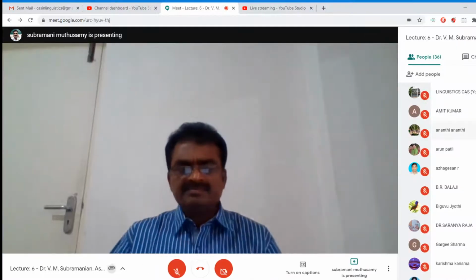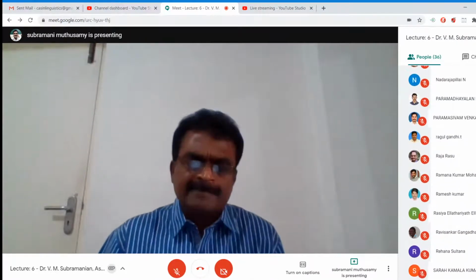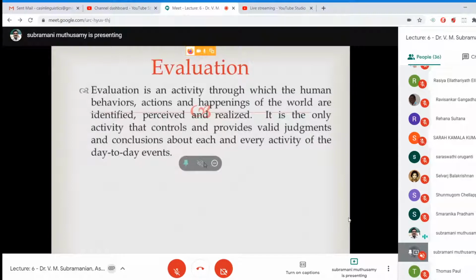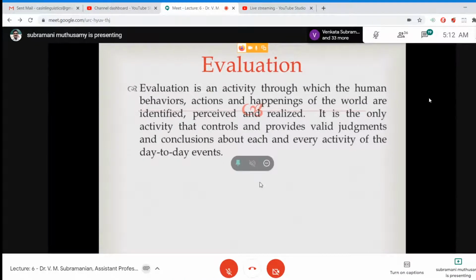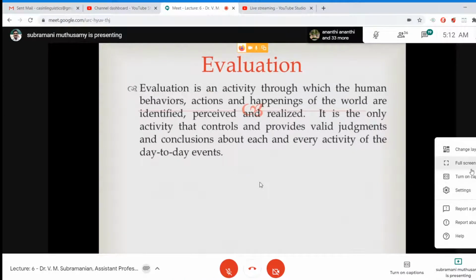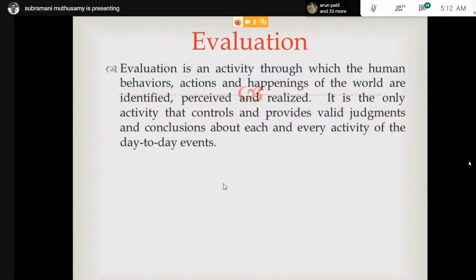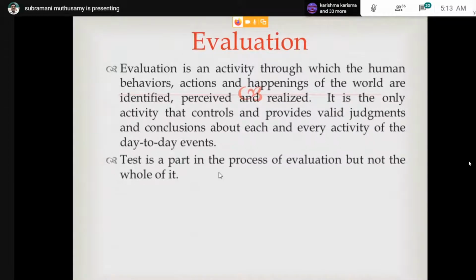So now the last part of this third part of the lecture is evaluation. Evaluation is an activity through which human behaviors, actions, and happenings of the world are identified, perceived, and realized. It is the activity that controls and provides valid judgments and conclusions about each and every activity of day-to-day events. So as we discussed earlier, evaluation has a larger sense compared to test and assessment. And the test is a part in the process of evaluation, but not the whole of it.